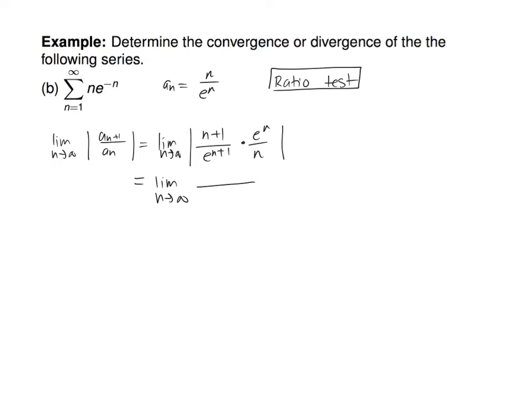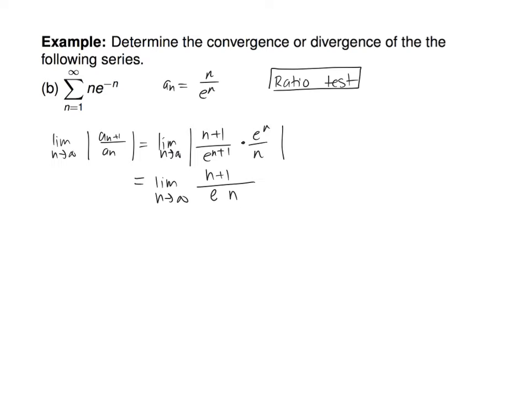So, do any of the n's cancel? No. N plus 1, n. How about any of the e's? A lot of them cancel, but there's one left, and where is it? In the bottom. And why could I drop those absolute value bars? Because everybody's positive.